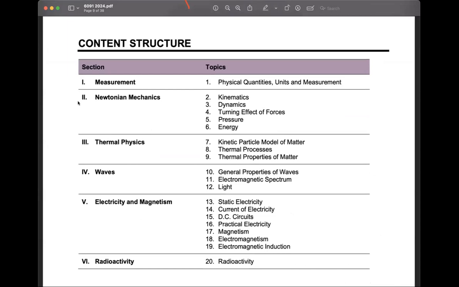Can you see here? Section number 2, Newtonian mechanics. This is a branch of physics that has to do with forces. Can you see here? Kinematics, dynamics, turning effect of forces, pressure, and energy. So these 5 topics will all be under the branch of Newtonian mechanics. A lot of things are based on what Sir Isaac Newton discovered. A lot of things are all based on Newton's laws.